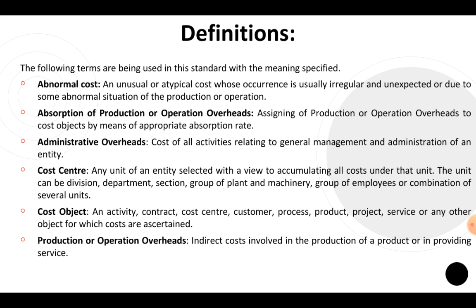And then you have cost object. Cost object refers to an activity, a contract. It can even be a cost center, customer, process, product, project, service, or any other object for which costs are ascertained. So any material or any area for which the cost has been measured is termed as a cost object. And then you have production or operation overheads. So all of those costs incurred on producing, or the costs incurred when you are carrying out the work in terms of operating, will be your production and operation overheads. So indirect costs involved in the production of a product or in providing service are your production or operation overheads.